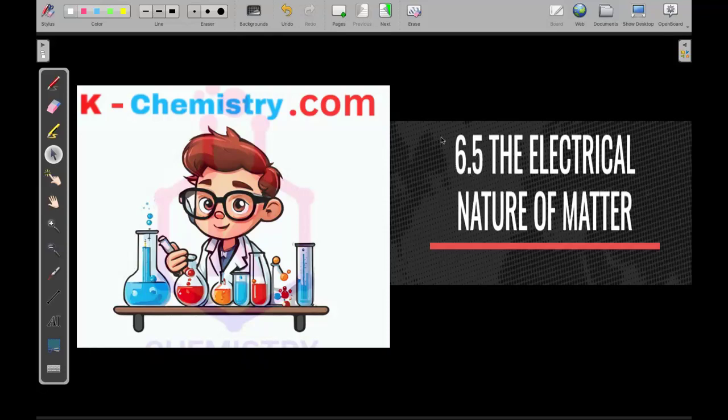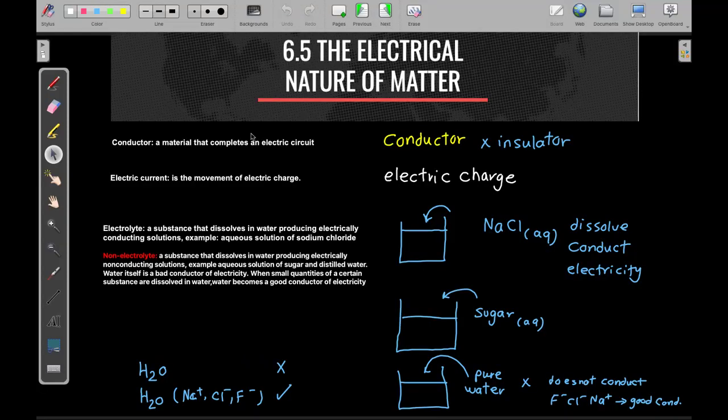Let's see the electrical nature of matter. We have two types of substances or materials, the conductor and the insulator. If the substance allows electric charge or electricity to pass through it, then it completes an electric circuit and is known as a conductor. The opposite is an insulator, which does not allow electricity to pass through.